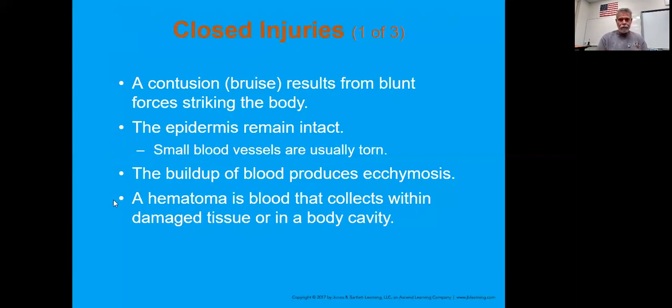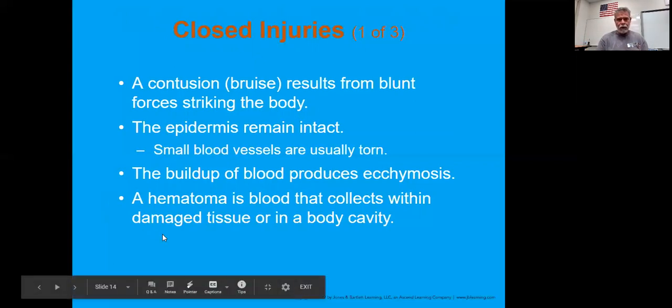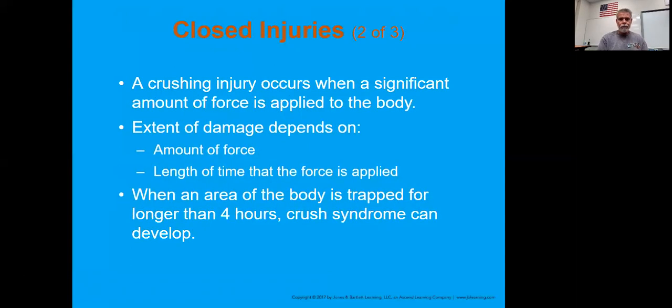The hematoma, on the other hand, is blood that actually collects around that damaged tissue or potentially even in a body cavity. So again, hematoma is much larger when we think about that. You see this big goose egg on someone's forehead, we would describe that as a hematoma.